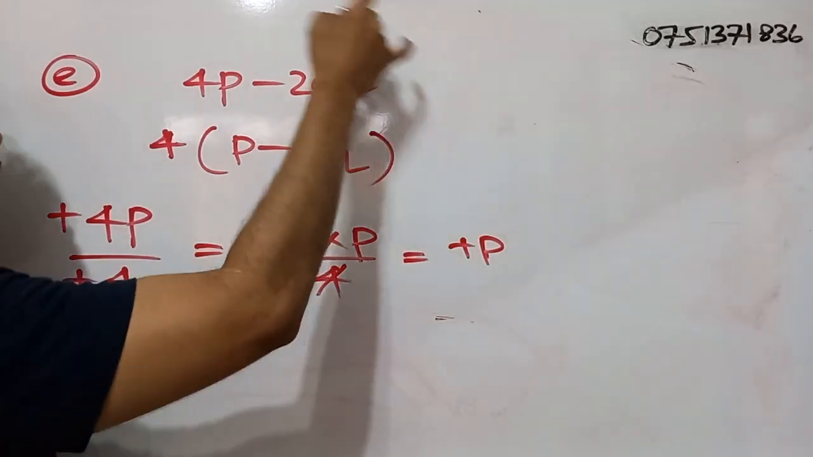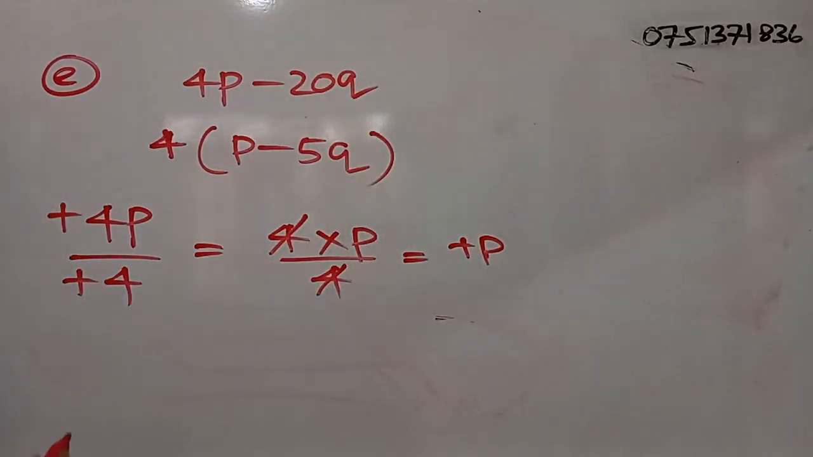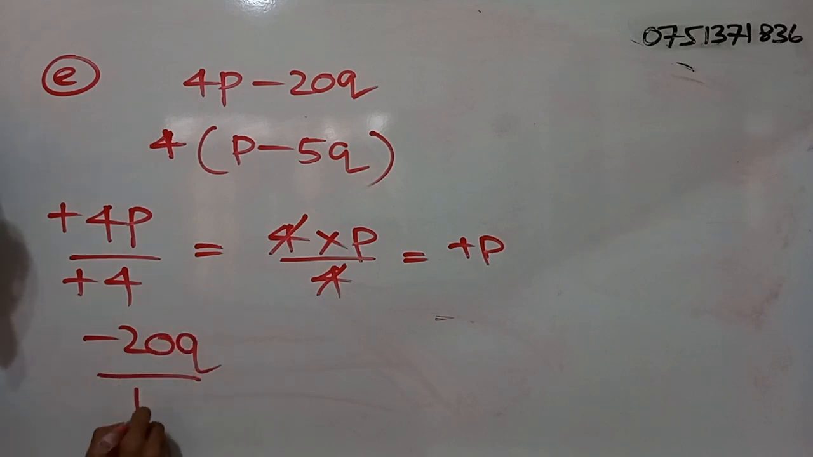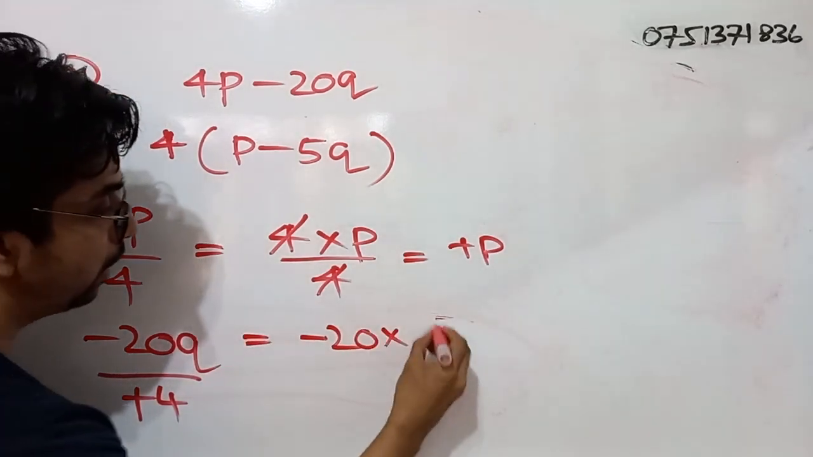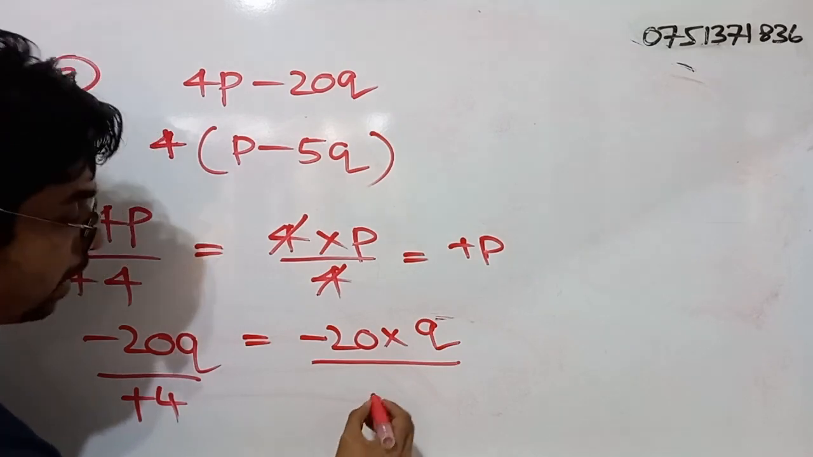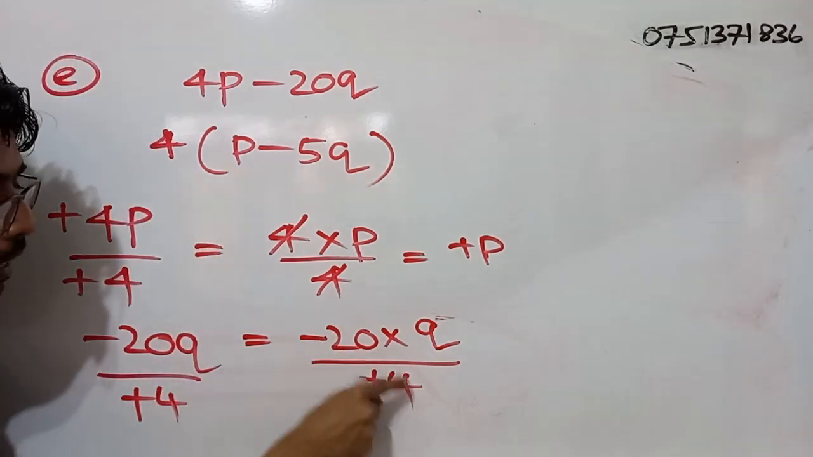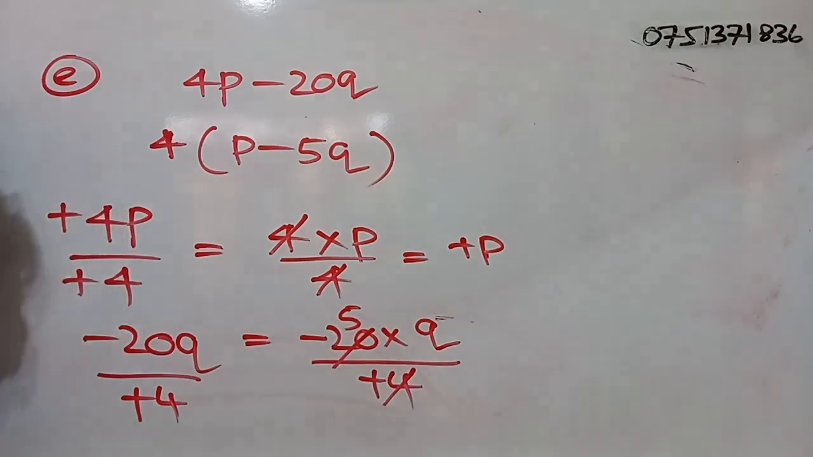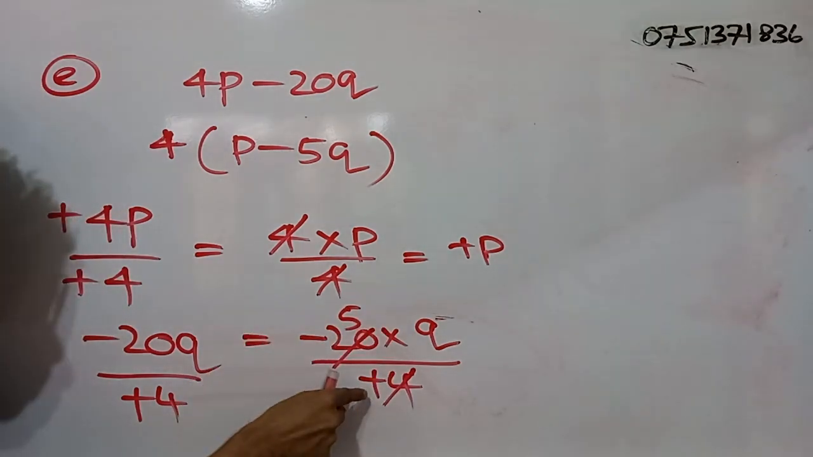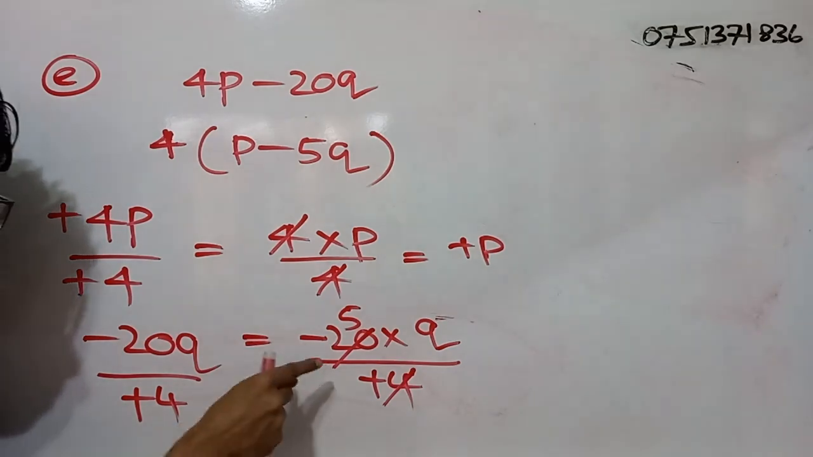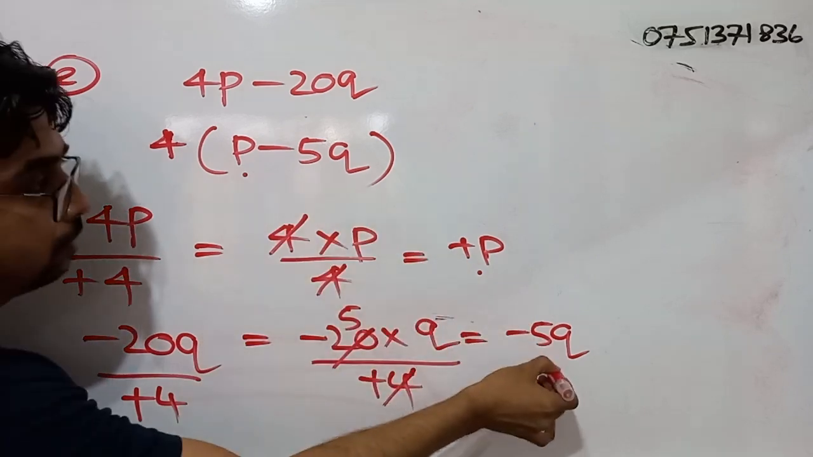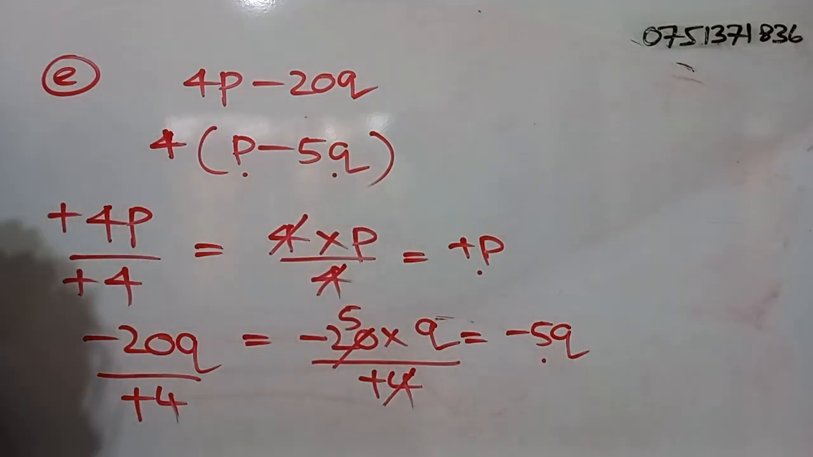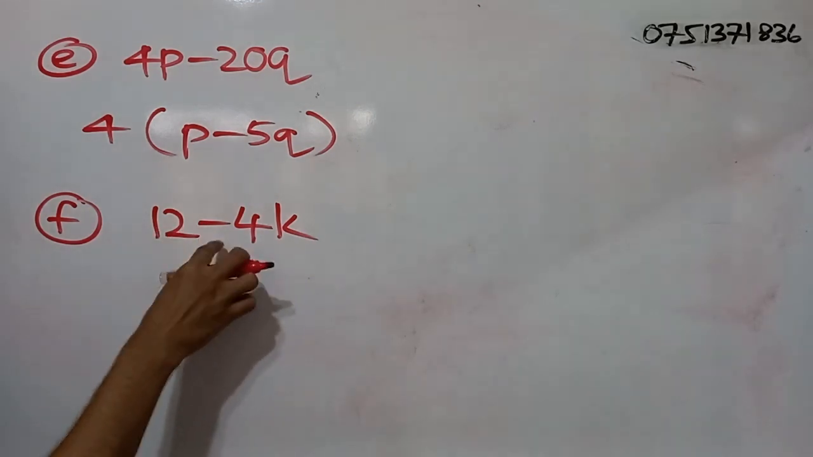Right. So the next term, what is that? Negative 20q. We have to divide it by positive 4, right? So negative 20 into q, we have to divide by positive 4. If you think about the numbers, 20 divided by 4, what do we get? 5. But negative divided by positive, what will be the outcome? It will be negative 5q. So this will be the first term, this will be the other term, which is a negative one. Simple F. So 12 minus 4k.